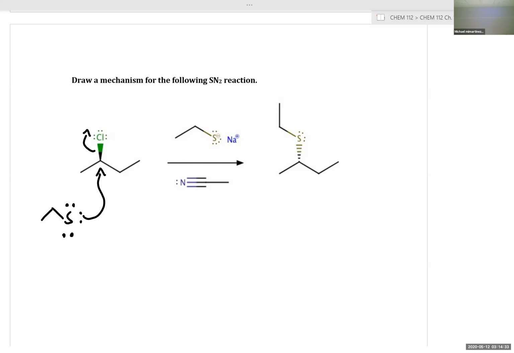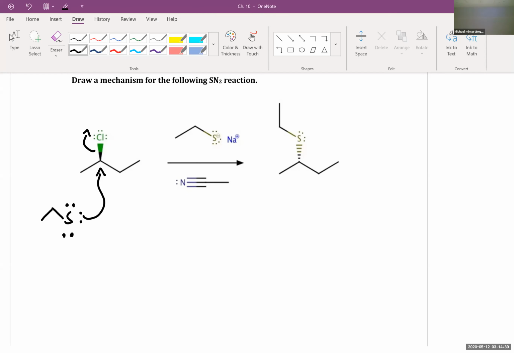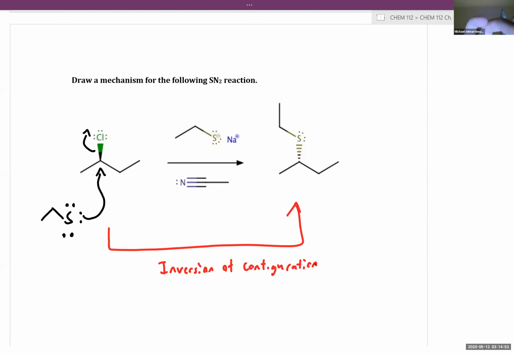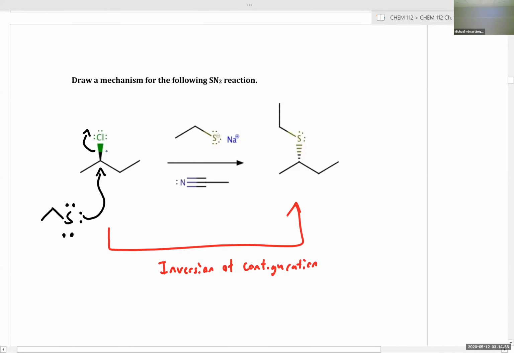Now, as we notice, if we compare our two stereocenters, we observe an inversion of configuration. What do I mean by that? Well, if we look at this first stereocenter, this center has an R configuration. This center has an S configuration. So as we can clearly see, the stereochemistry at this stereocenter has been inverted.